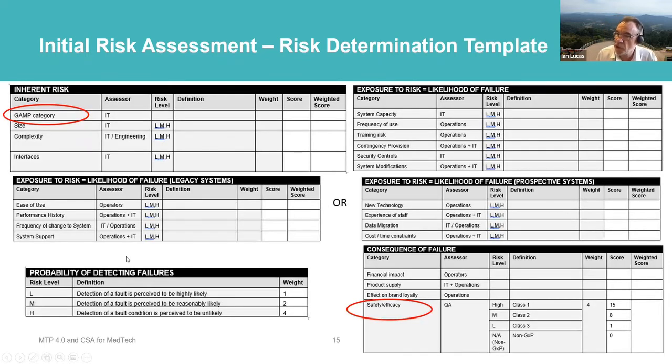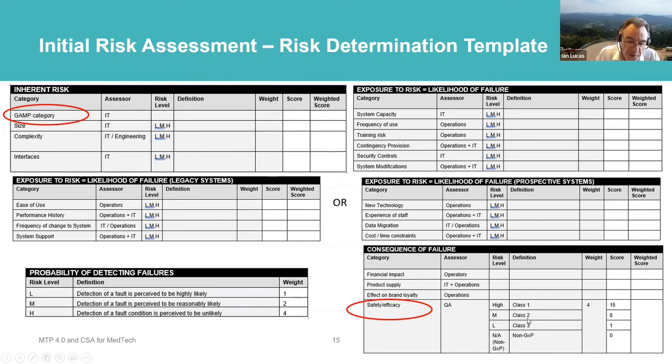If you use a good risk assessment approach, and we work with companies using an Excel spreadsheet, asking a lot of questions, you can see here that GAMP category was one of them, and safety and efficacy here was one of them too. So if your system was a class 1 system, which is customer facing or product facing, then it will implicitly get 60 added to it, 4 times 15. If it's non-GXP, it gets nothing added to it.